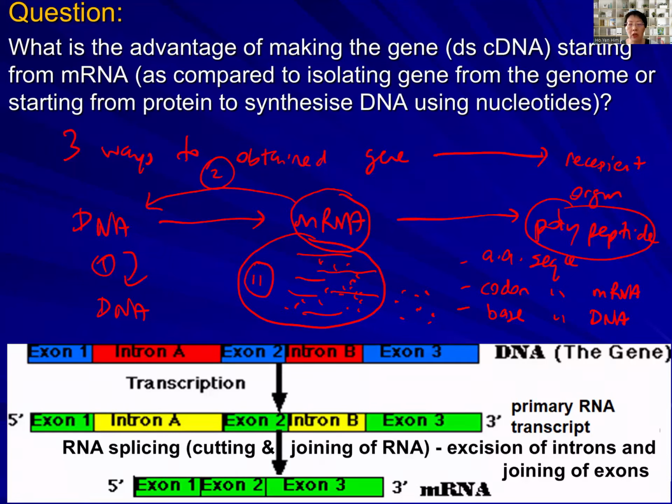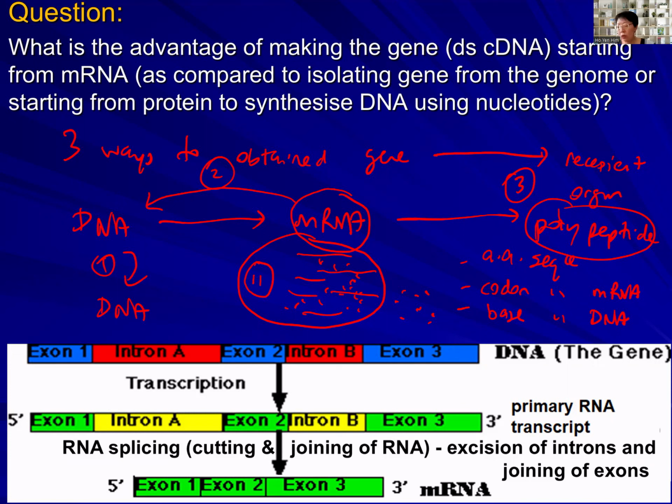So we key in this information, we put the nucleotides into the machine, and then the enzymes into the machine. The machine will then synthesize this DNA for us. So therefore, there are 3 ways we can obtain the gene. From DNA to DNA, from mRNA to DNA, from the protein to DNA, 3 ways.